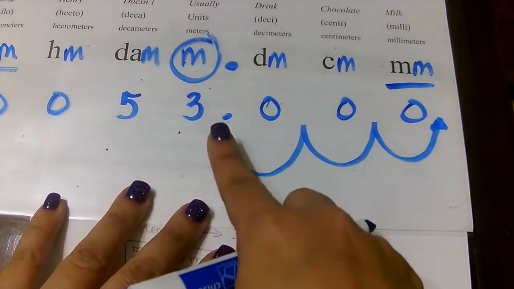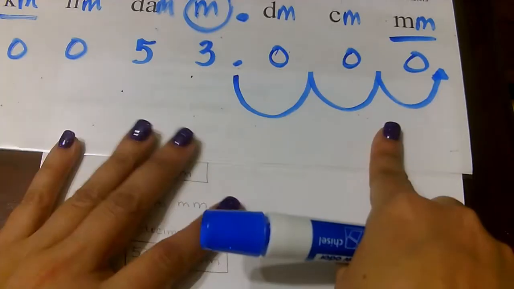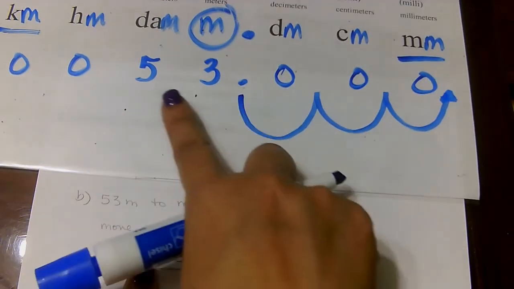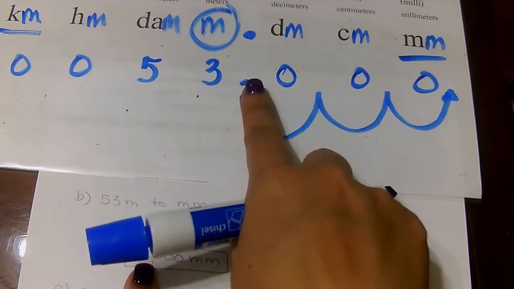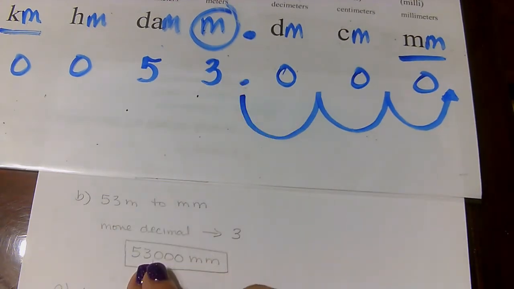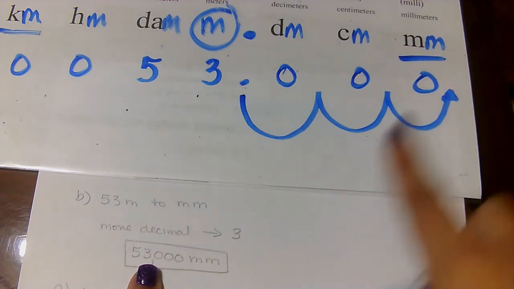Okay, so we moved our decimal 3 spaces. Let's go ahead and look here. So here's a 53. This is now going to be a comma with 3 zeros at the end. And then we'll use the millimeters here.